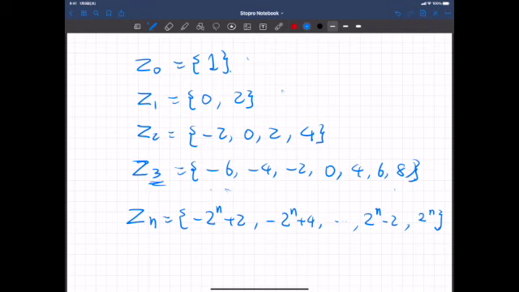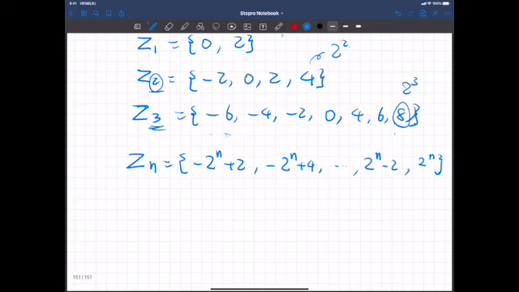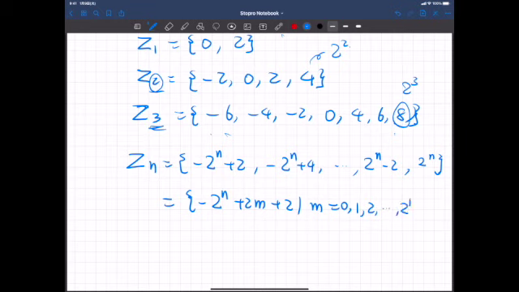So in case of Z3, the largest value is 2 to the power of 3. In the case of Z2, the largest value is 2 to the power of 2. And in case of Z0, that's 1, 2 to the power of 0. And more generally, we can express this same thing as this. It's of the form negative 2 to the power of n plus 2m plus 2, where m is 0, 1, 2, up to 2 to the power of n minus 1.